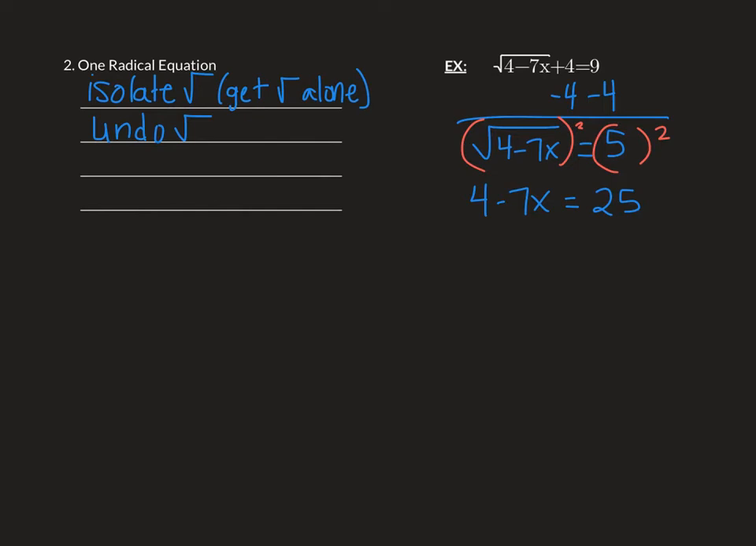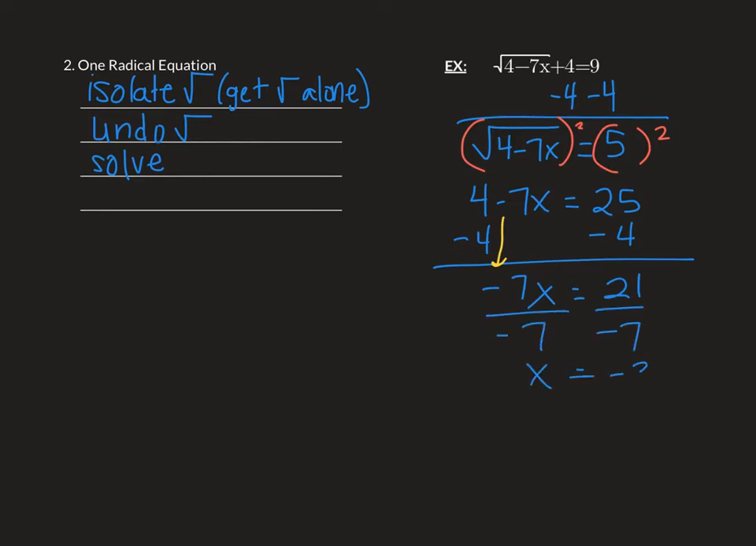And so my third step is to solve. So I'm going to go through and solve this. Well, to solve this, I see that I'm going to get my x alone, so I'm going to subtract 4. We get negative 7x. Please be careful. Bring down that negative. Negative 7x equals 21. Then dividing by negative 7, we get x equals negative 3. Okay, and the fourth step is still the same. We are going to go through and check our work.